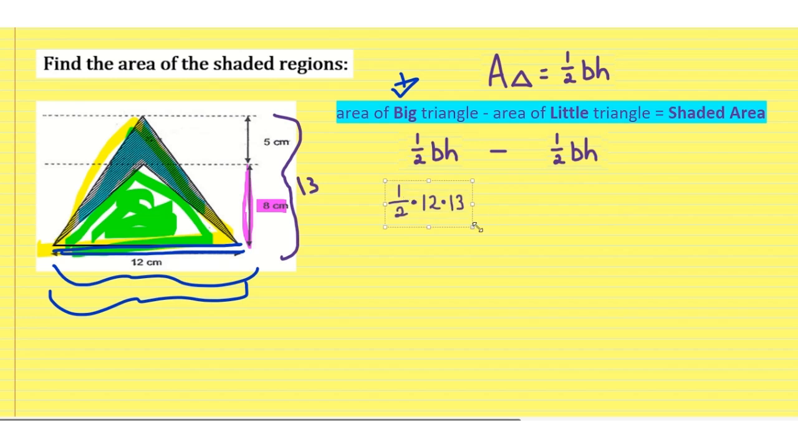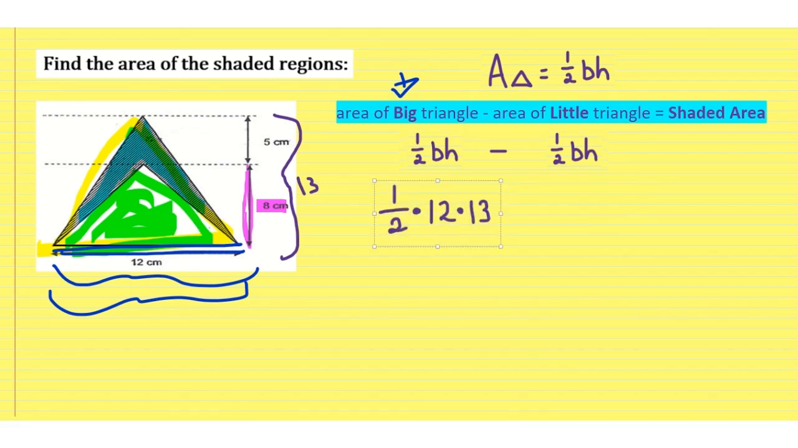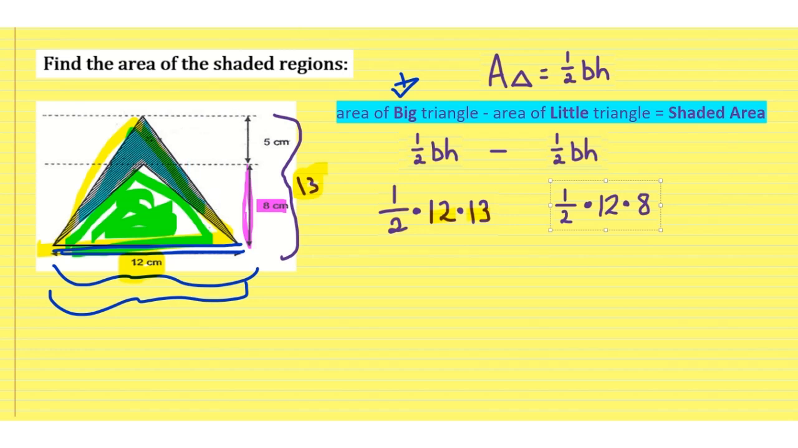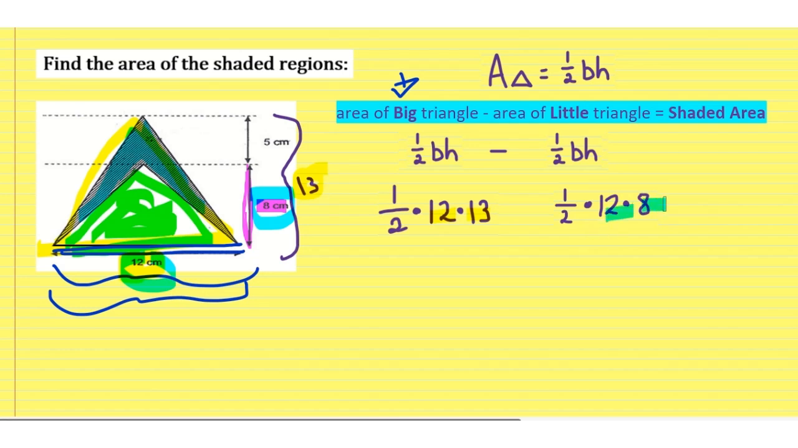Okay, here we go. So 12 times 13 would be the base and height of the larger one. So the base of the larger one is 12, the height of the larger one is 13, and we put those values into our equation. And then we also need to find the values for the little triangle. The little triangle is going to be a base also of 12, but the height of the smaller triangle is 8. So I've got 12 and 8 plugged in here.